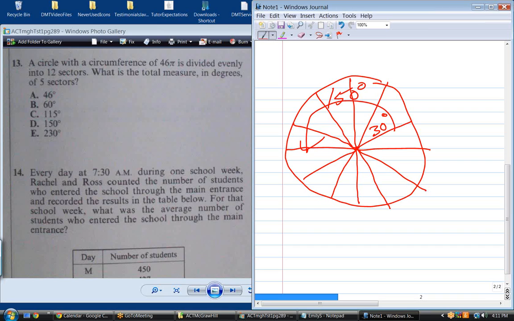Notice that I never needed the 46 pi. Granted, that 46 pi would have allowed me to figure out the radius of this circle, but this is one of the few circle questions that doesn't require you to know the radius. I say one of the few because 95% of the circle questions you get require you to know the radius at some point in the problem. But not this one. This one only requires you to know that it's 360 degrees around once.